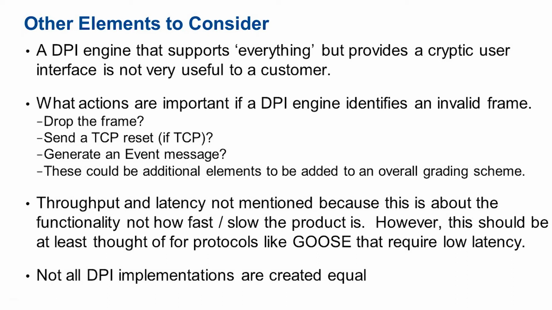And then throughput and latency. I didn't even mention this in here. Depending on what protocol you're going to try to protect, maybe you have high latency requirements, maybe it's some proprietary protocol where it really matters how fast you can interpret this data. You should also think about how many network streams are going through the device, and how fast we can do these things. And not all DPI implementations are created equal. For one protocol it might be great, the next protocol it might not be so great.